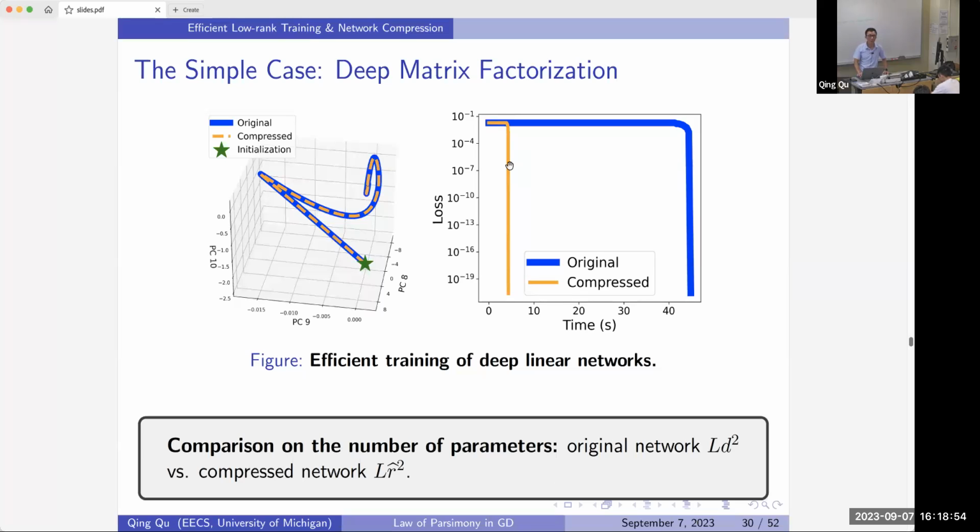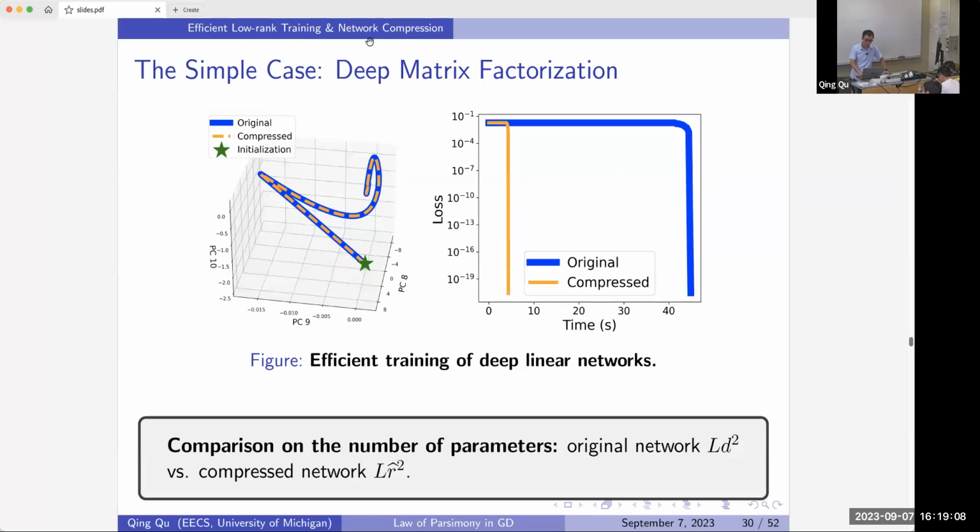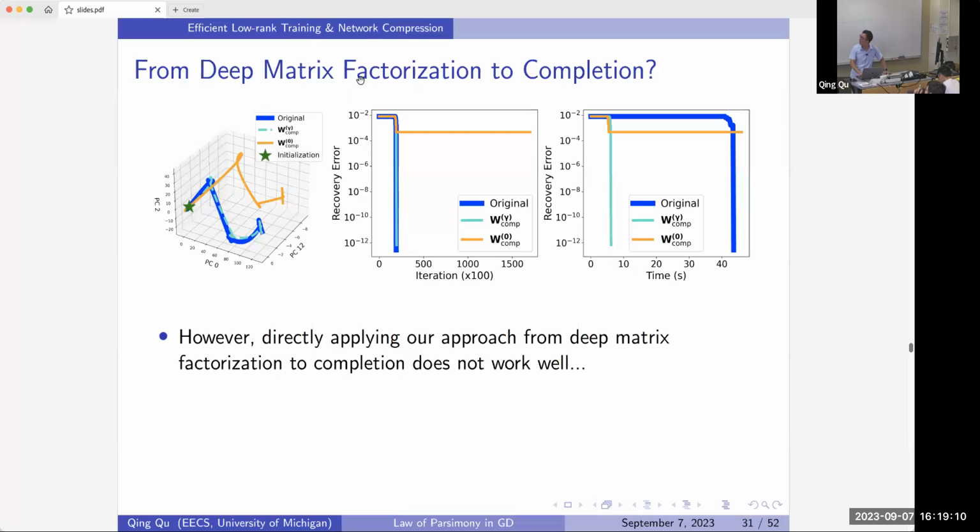However, this is for deep matrix factorization, right? So how can we extend this approach to completion? If you run this approach exactly as we did for matrix factorization to completion, it actually doesn't work very well. This is the blue curve, green curve. The orange curve is the compressed network trajectory, and it diverges from the blue one, right? And you can see the error stuckness here.